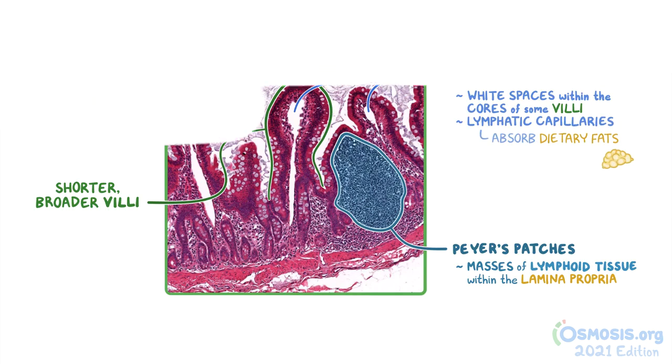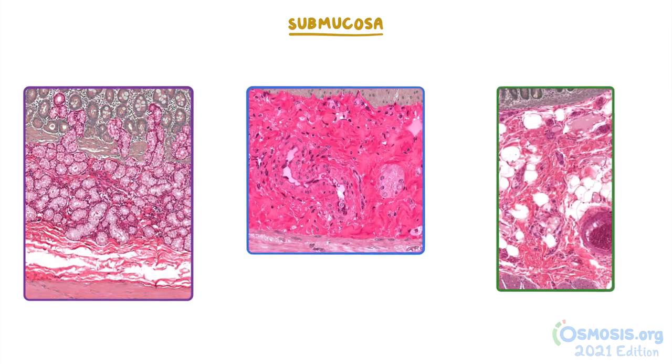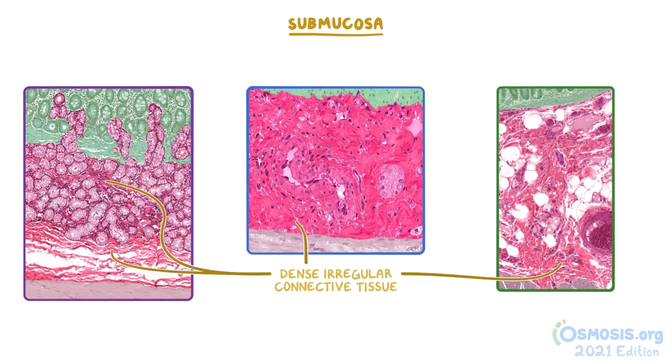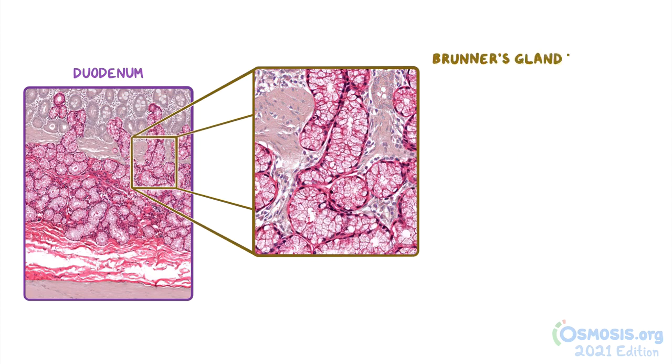The next layer of the small intestine underneath the mucosa is the submucosa. Portions of the mucosa can still be seen at the top of these images in green. The submucosa consists mostly of dense, irregular connective tissue all throughout the small intestine, which is dark pink when the tissue is stained with hematoxylin and eosin. The duodenum submucosa can be distinguished from other segments of the small intestine by unique glands called Brunner's glands, which are only seen in the duodenum and esophagus. They can be identified in images as a thick layer of coiled tubular glands lying just beneath the muscularis mucosa.